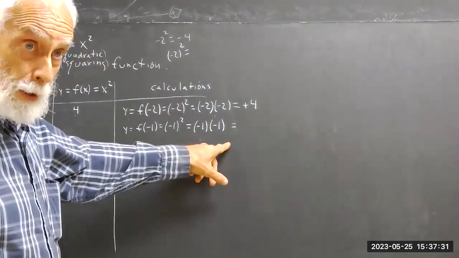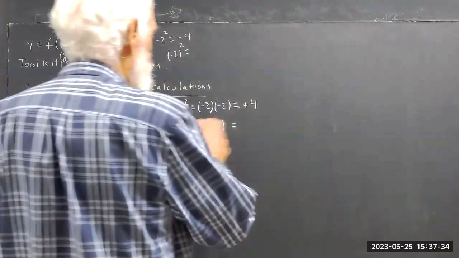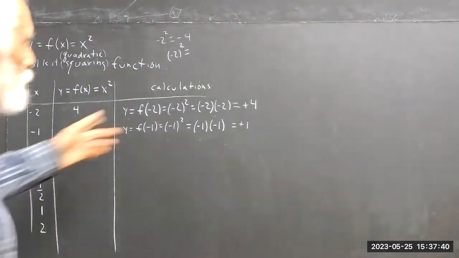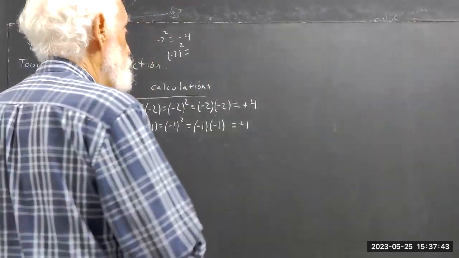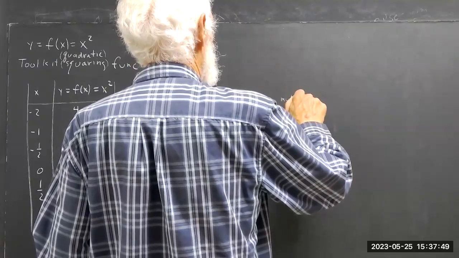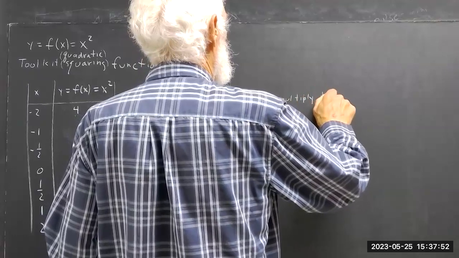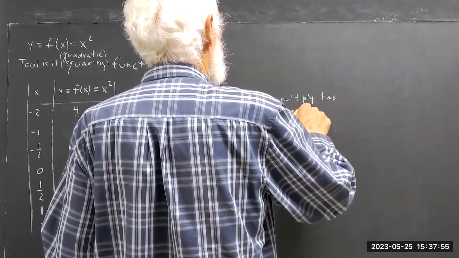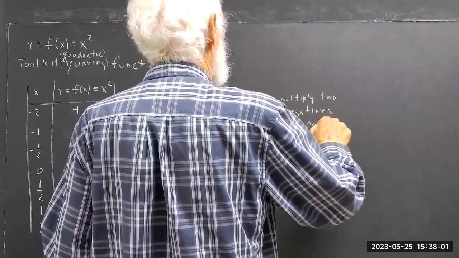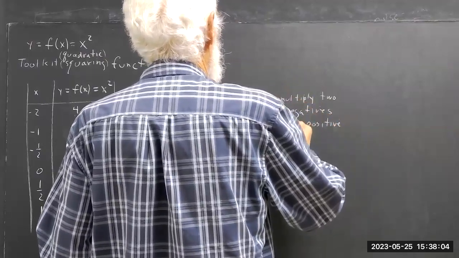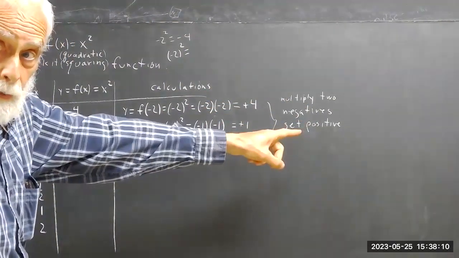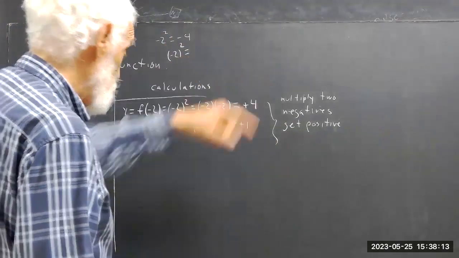Well, then that means -1 times -1. Negative times a negative is a positive. And we could even write out, that would be a good idea, we multiply two negatives, we get a positive. That's a rule that we have to use. We're going to write out the rules. I recommend we write that rule.